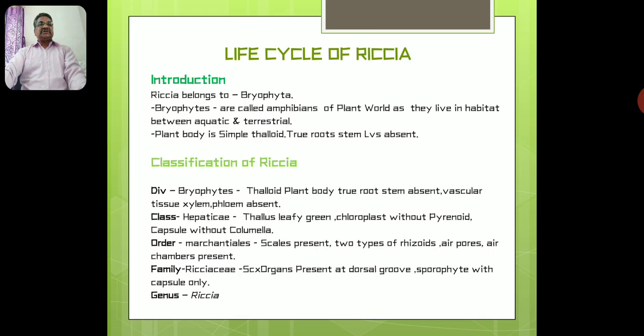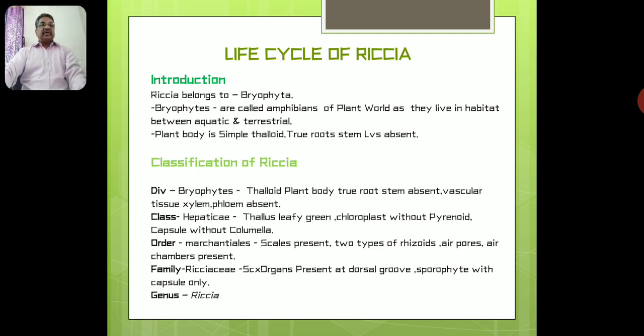Then rhizoids: in this group Marchantiales, there are two types of rhizoids present, that is tuberculate and smooth walled rhizoids. Then another diagnostic character of Marchantiales is that air pores and air chambers are present. These are the diagnostic features on the basis of which this group is recognized.